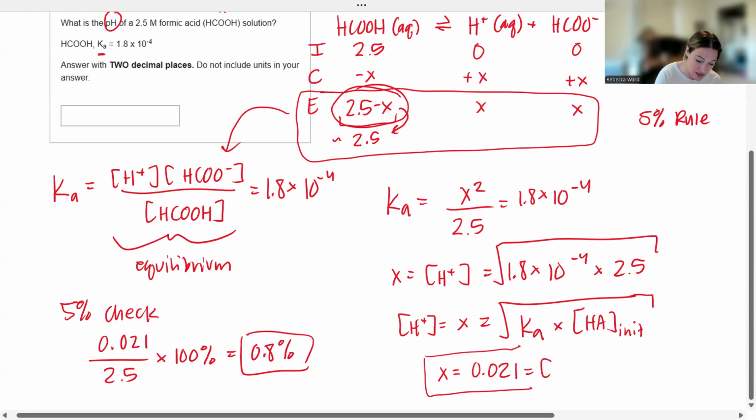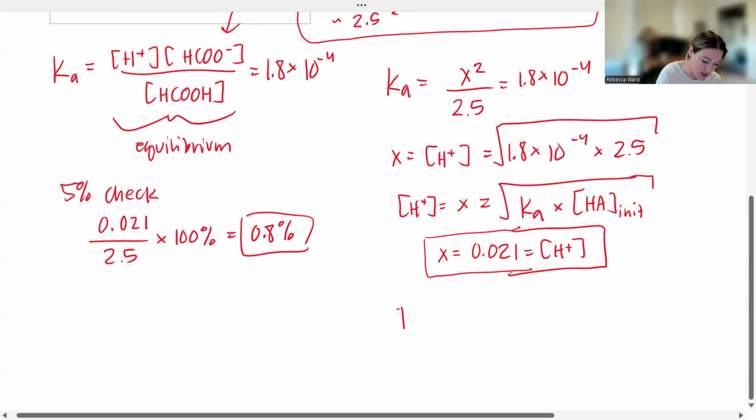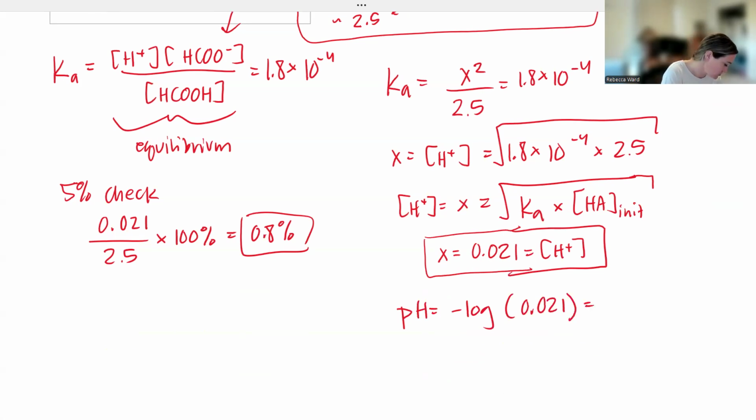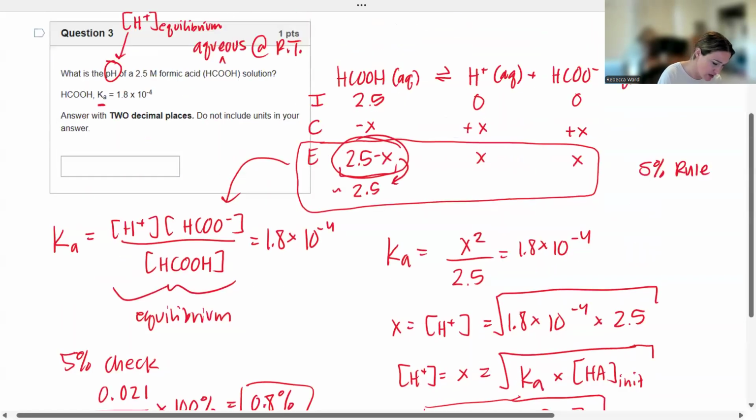I can now use that as my H plus concentration and go ahead and calculate my pH. I got 1.68. I'm going to go back up and put 1.68.